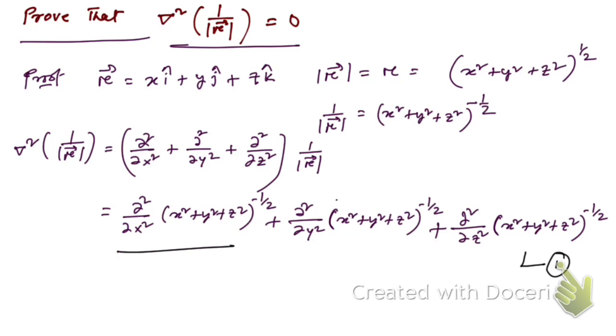Now let me evaluate these three one by one. Let me copy one term so that I can differentiate it partially with respect to x. Let me take a new slide. First let me find this one. Now you see how to find this. First let us differentiate this term partially with respect to x. Then what are you going to have?